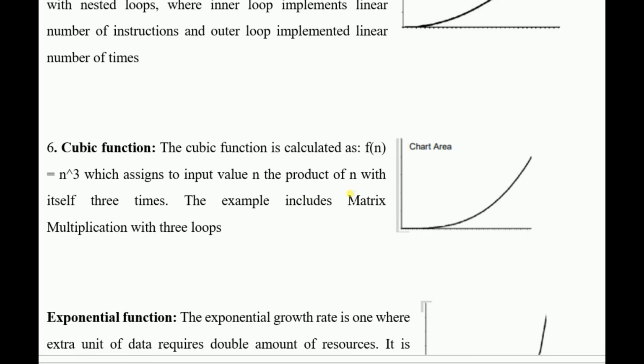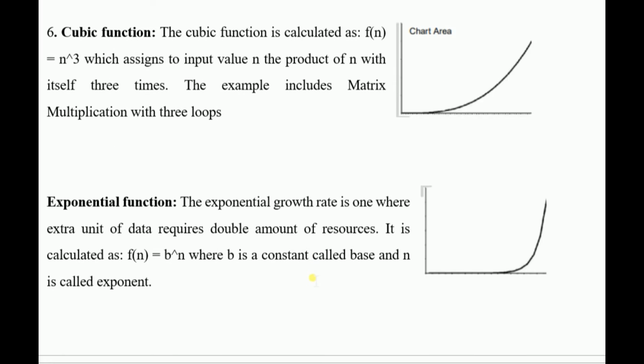Cubic function. The cubic function is calculated as f(n) is equal to n raised to 3, which assigns to input value n the product of n with itself 3 times. The example includes matrix multiplication with 3 loops. That means there are 3 loops in the nested loop, and then we call it a cubic function in algorithm analysis. It will be represented in this way. The chart will look like this. In the beginning, the resource required is very little, but afterwards it requires more.